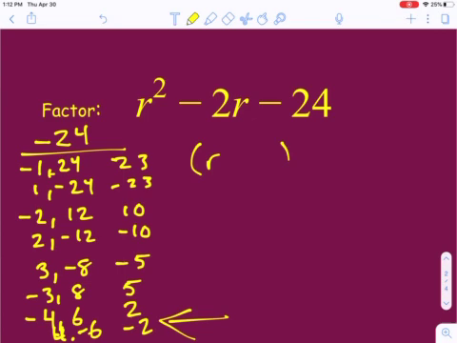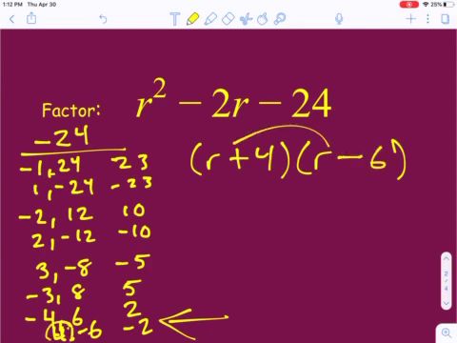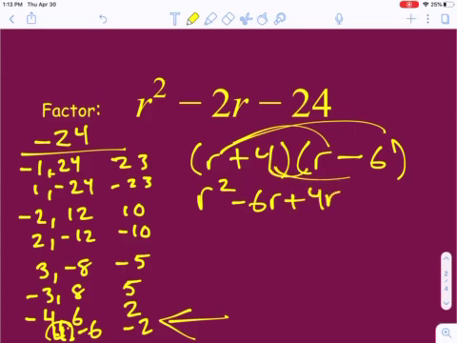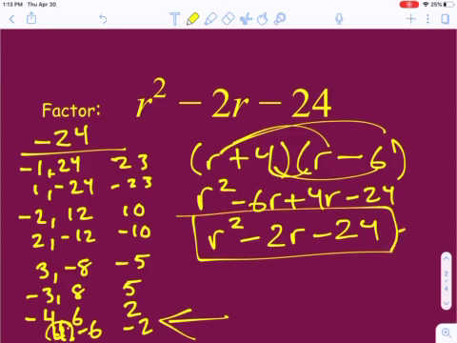So I have my r's, set up my binomials, and then I'm going to have plus 4. I'm putting my positive 1 in there, and then minus 6. And then let's check our work. We get r squared, outside terms, negative 6r, inside terms, positive 4r, and then your last terms. Positive 4 times negative 6 gives you negative 24. And then when you add this all together, you get r squared minus 2r minus 24, which is our starting point. And that's what we want. So good luck with these.